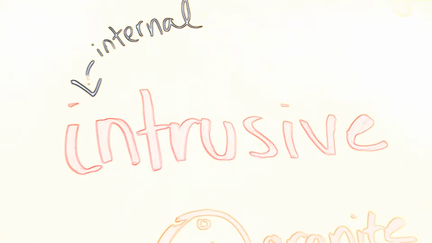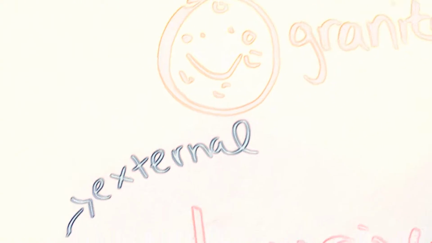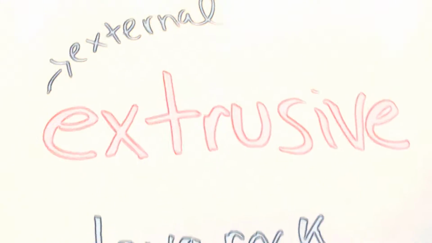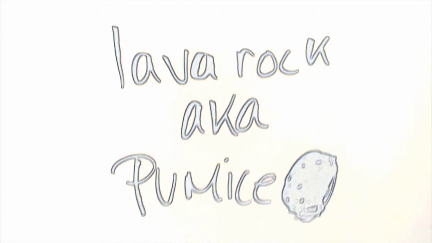So just really fast, let's have this recap. Intrusive, I use the word internal to remember. There's granite, which tends to have large crystals. And extrusive, which forms above the surface of the earth, I use the word external to remember, is lava rock, also known as pumice.